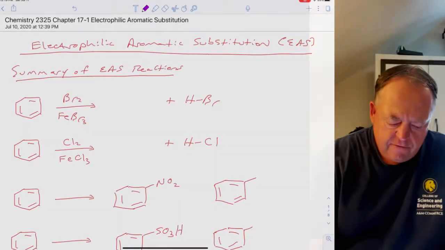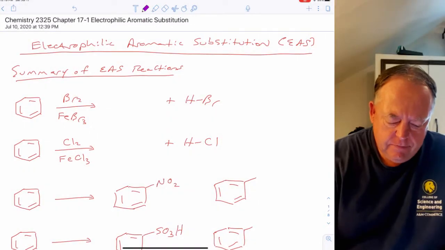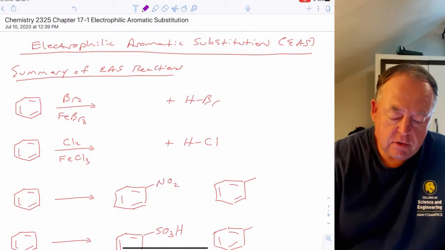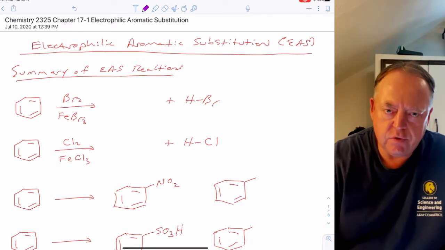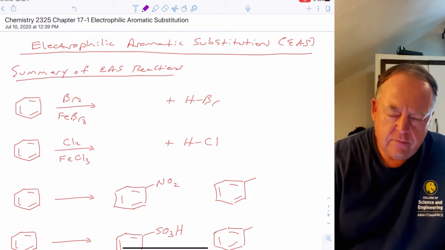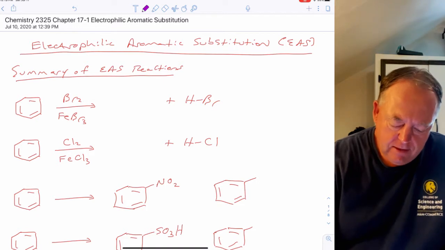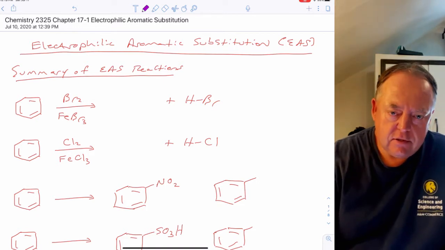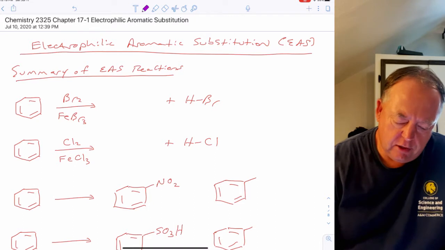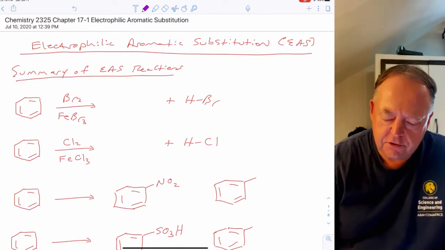So this is the first lecture over chapter 17. In this chapter we look at how aromatic compounds react. There's a lot of information in this chapter. It's probably one of the more difficult chapters in this semester. I think I split this up over 5 different lectures.